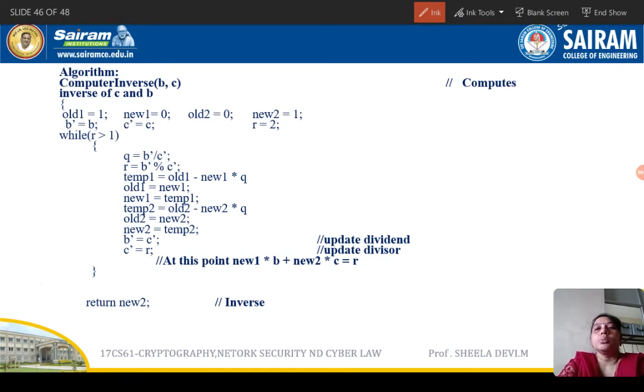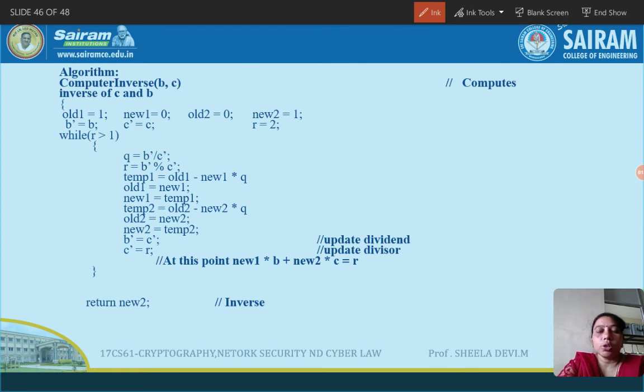So if you want to compute the inverse of some value, this is the algorithm which you have to follow. By just seeing the algorithm, there is nothing to explain. If we go with the problem, then you can understand it very easily. So we'll move on to the problem now. We'll refer to this algorithm and I'll explain the problem.